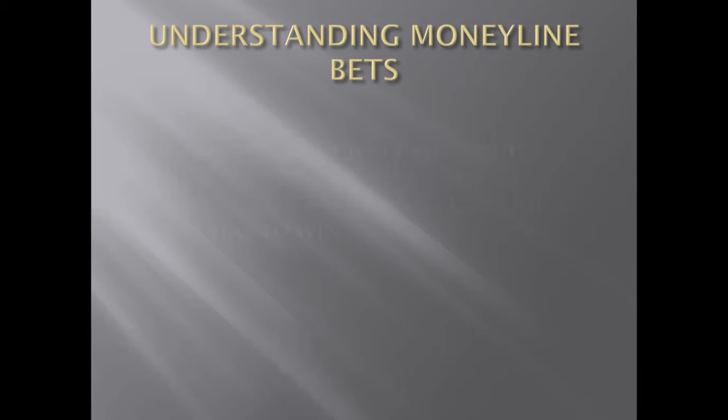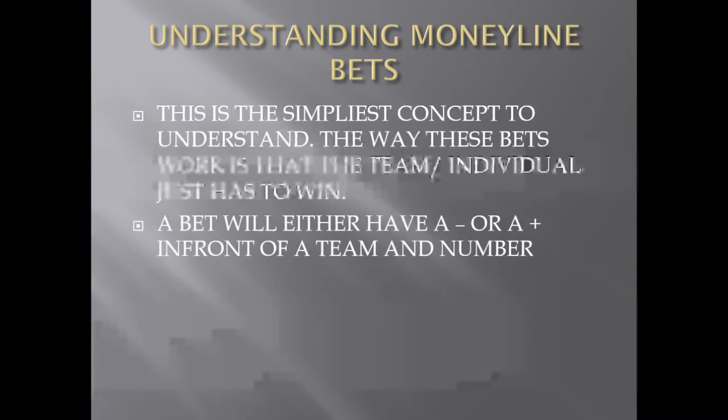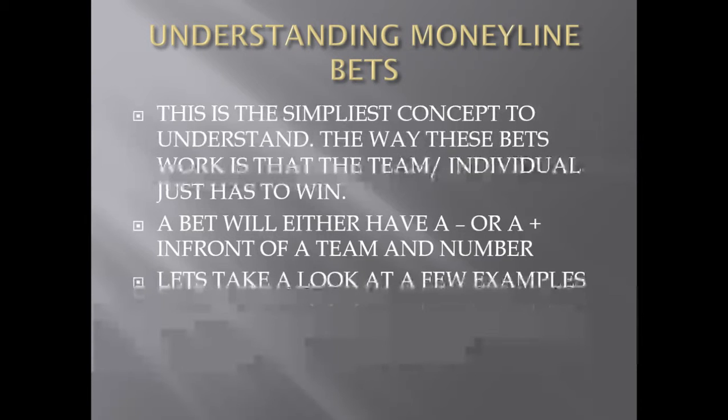Understanding moneyline bets. This is the simplest concept to understand. The way these bets work is that the team or the individual just has to win. A bet will either have a negative or a plus sign in front of the team and the number. Let's take a look at it.